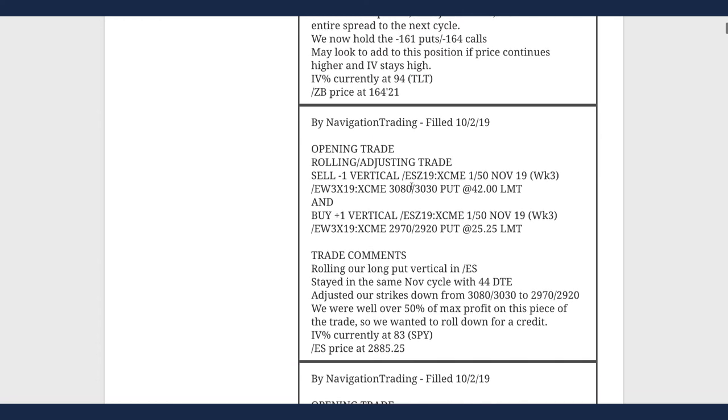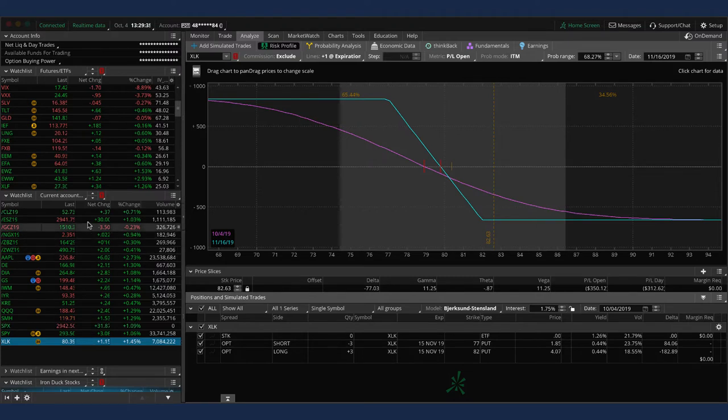Next trade, rolling adjusting trade in forward/ES. So this is our long put vertical here that we keep for short delta. Rolled this out. Oh, I'm sorry. We actually stayed in the November cycle. We were already in November with 44 days. So we didn't roll out in time, but with the stocks moving lower like they were, we just moved our strikes down from 30.80, 30.30 down to 29.70, 29.20. We were well over 50% of max profit. And so we just went ahead and rolled that down.